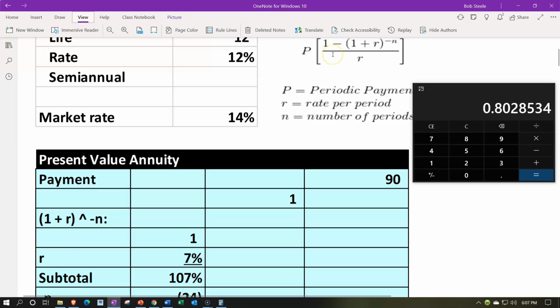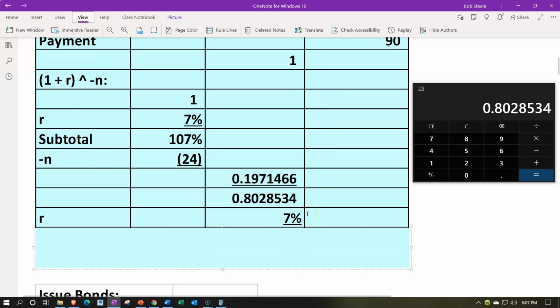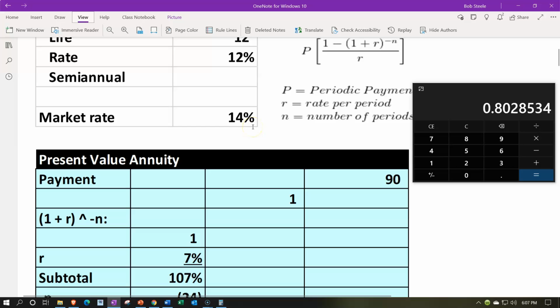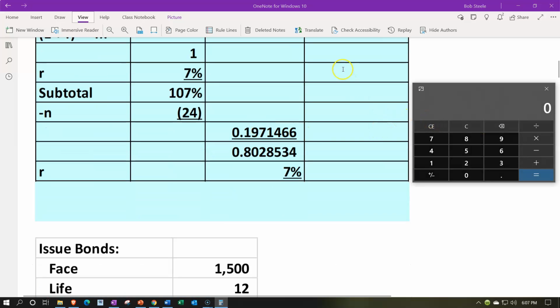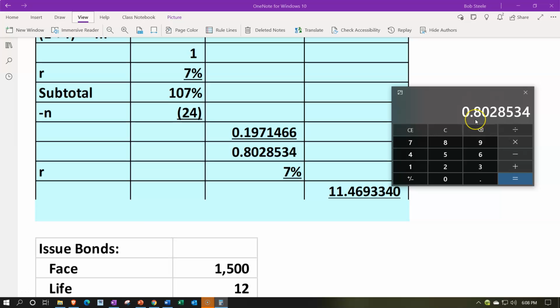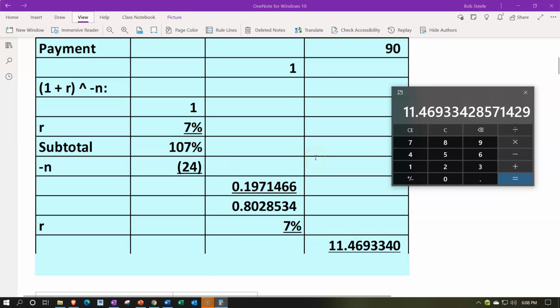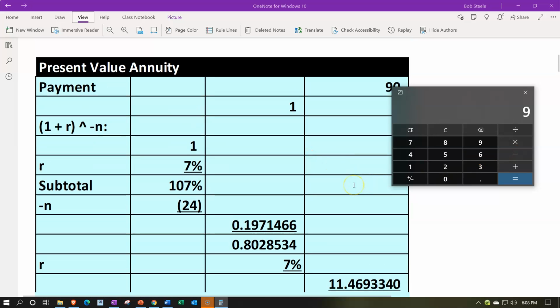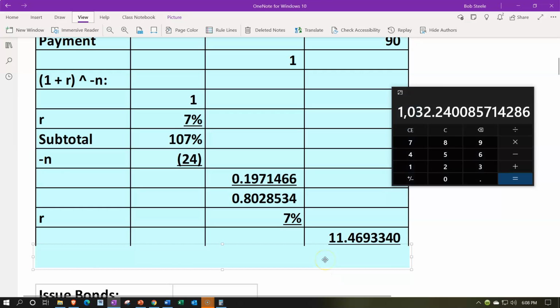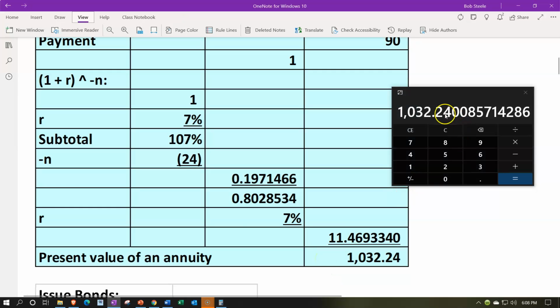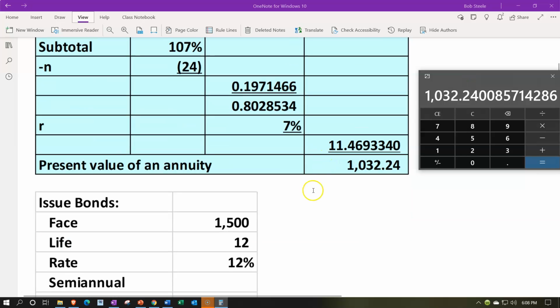And now we're going to pick up the denominator. That's going to be the 7% again, which is the 14% market rate divided by 2. Taking the numerator divided by the denominator, 0.8028534 divided by 0.07 is going to then give us the 11.469, and so on and so forth. And we can then take that and multiply it times the 90, and we get about 1032.24 about. So that's going to be the value of the annuity. Then we'd need to do the present value of 1 for that 1,500, add them together.